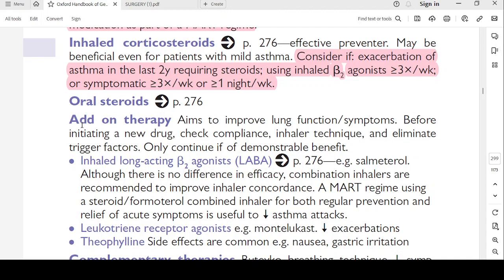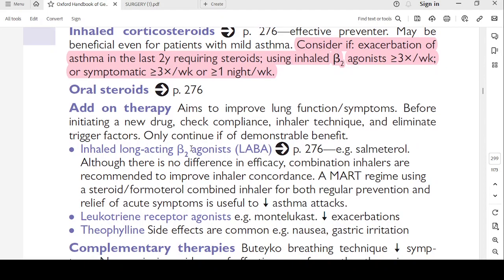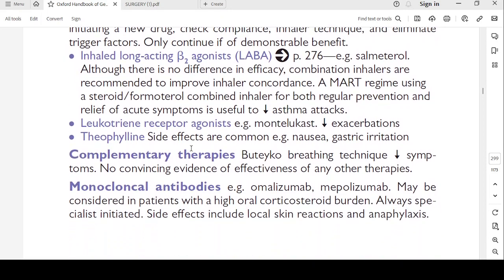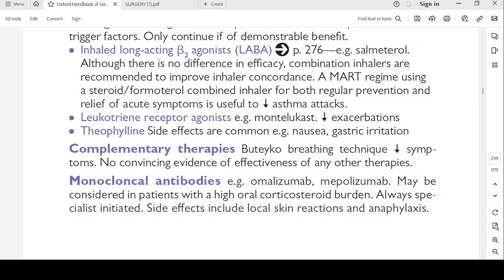Oral steroids. Add-on therapy aims to improve lung function or symptoms. Before initiating a new drug, check for compliance and inhaler technique, eliminate trigger factors, and only continue if a demonstrable benefit is there. Inhaled long-acting beta-2 agonist, for example salmeterol. Although there is no difference in efficacy, combination inhalers are recommended to improve inhaler concordance. A MART regimen using a steroid plus formoterol combination inhaler for both regular prevention and relief of acute symptoms is useful to decrease asthma attacks. Leukotriene receptor antagonist, for example montelukast, decreases exacerbations. Theophylline: side effects are common, for example nausea and gastric irritation.